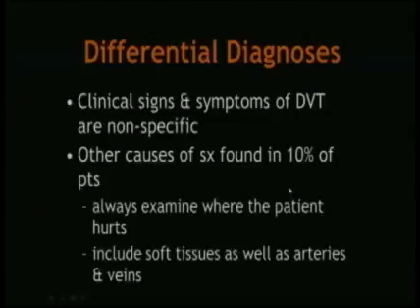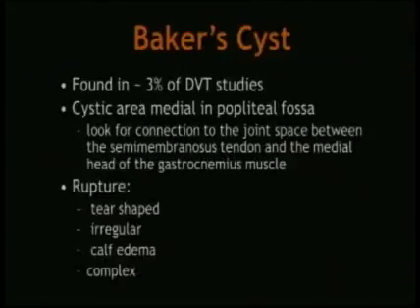So always examine the patient where the patient says that it hurts, including soft tissues as well as arteries and veins. Baker cysts are not at all uncommon in the popliteal fossa, and in fact can be found in 3% of all your DVT studies, often presenting as a cystic area medial in the popliteal fossa itself. You need to look for a connection to the joint space between the semimembranosus tendon and the medial head of the gastrocnemius muscle.